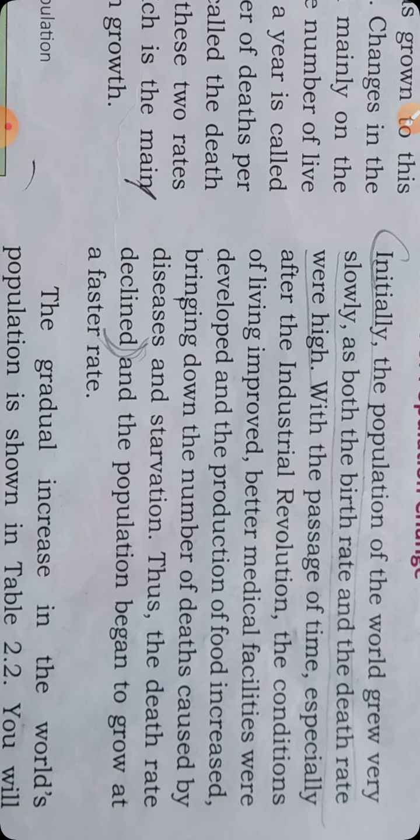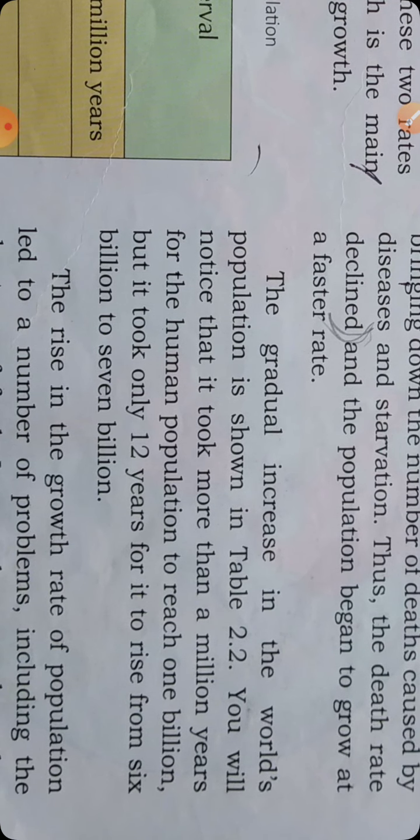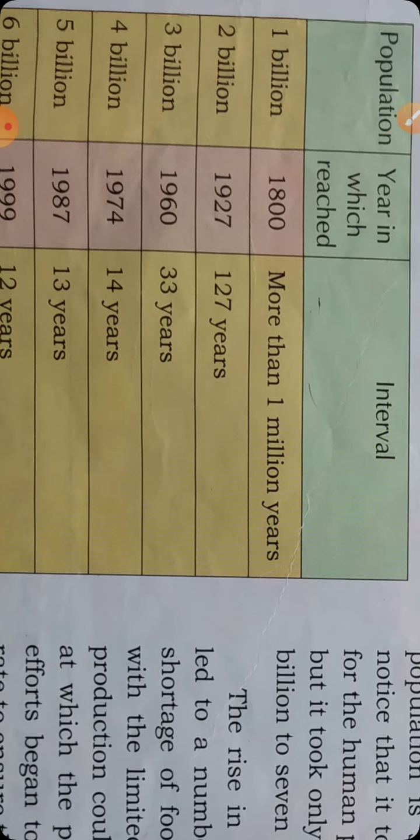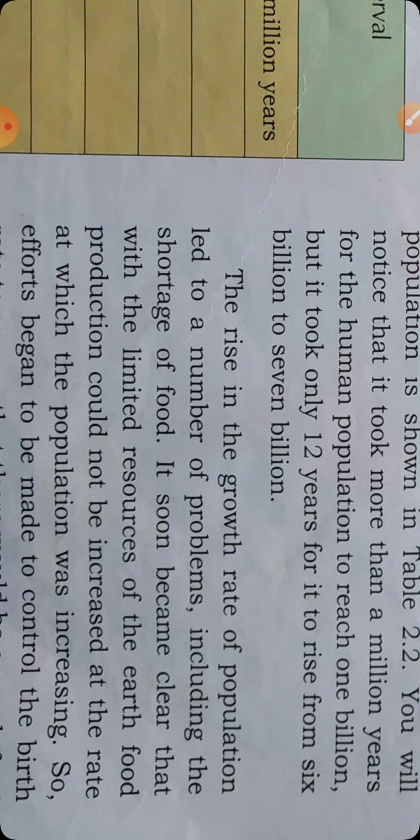Better medical facilities were developed and the production of food increased, bringing down the number of deaths caused by diseases and starvation. Did the death rate decline? Decline means goes down, and the population began to grow at a faster rate. The gradual increase in the world's population is shown in Table 2.2 that I have already shown you. They're talking about this table only. In Table 2.2, you will notice that it took more than a million years for the human population to reach 1 million, but it took only 12 years for it to rise from 6 billion to 7 billion. Okay, that is what is happening. The reason is mentioned above.